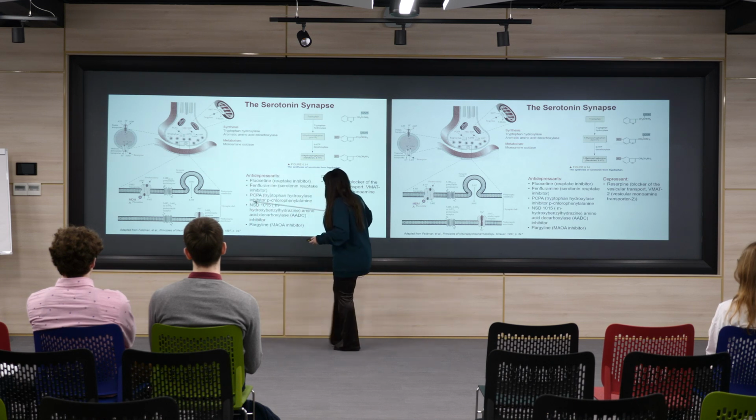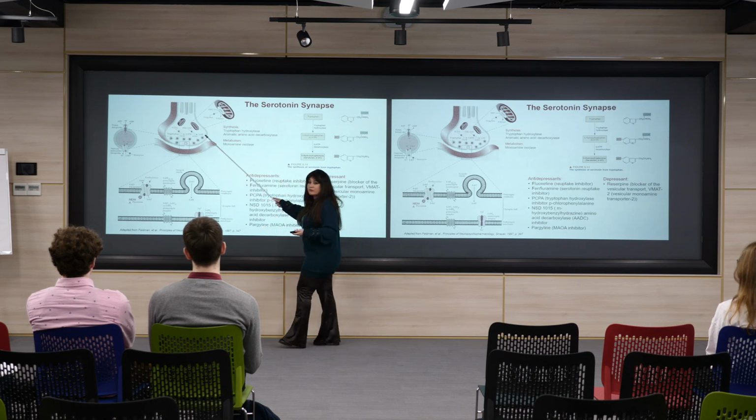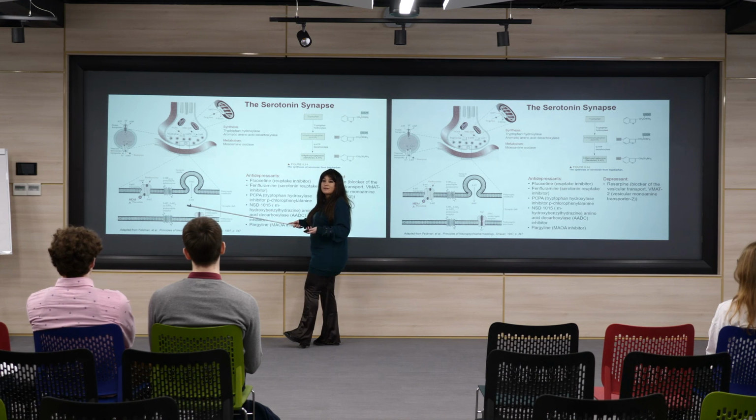There is a little mistake here. I will correct this later. But sorry, yes, exactly. So think about the conversion of tryptophan to serotonin. And there is this enzyme. What if there is a drug that blocks this enzyme? That will block the production of serotonin. So that will interfere with the availability of serotonin.